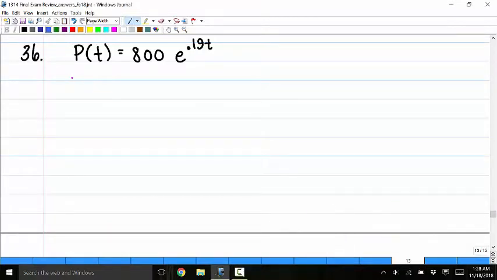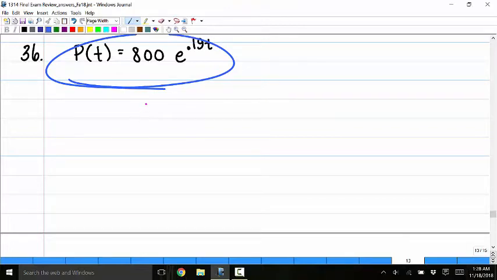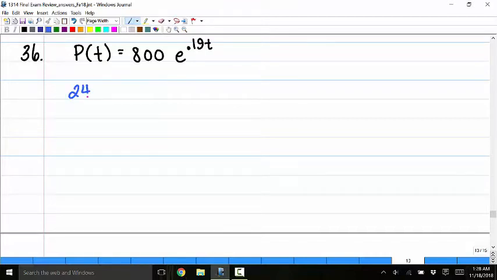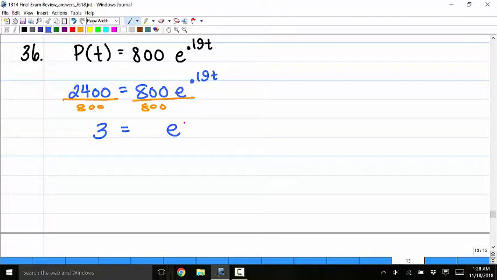Number 36 is a word problem. It says that the population can be modeled by this equation. And it said, solve for time, when will the population be 2400? So I set 2400 equal to 800 e to the 0.19 t, and I want to solve for t. First thing I need to do is divide both sides by 800. 2400 divided by 800 is 3, and 3 will equal e to the 0.19 t.